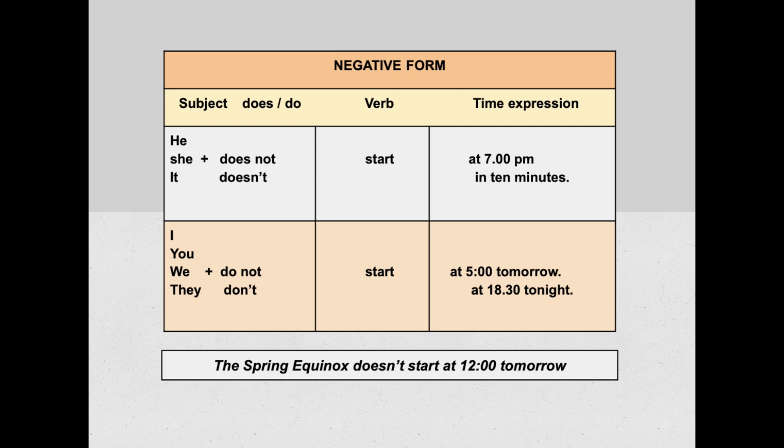And now let's check the negative form for simple present for future. In this case, you have the subject, and then you are going to use the auxiliary do or does in a negative form, and then a verb in a simple form, and then the time expressions. As you can see, you got the example: the spring equinox doesn't start at 12 tomorrow.